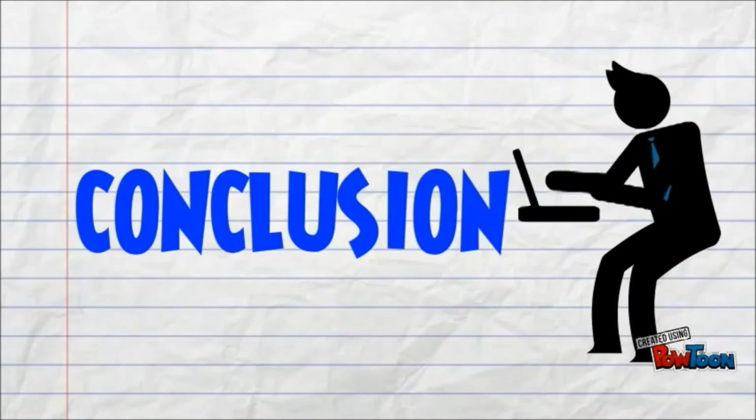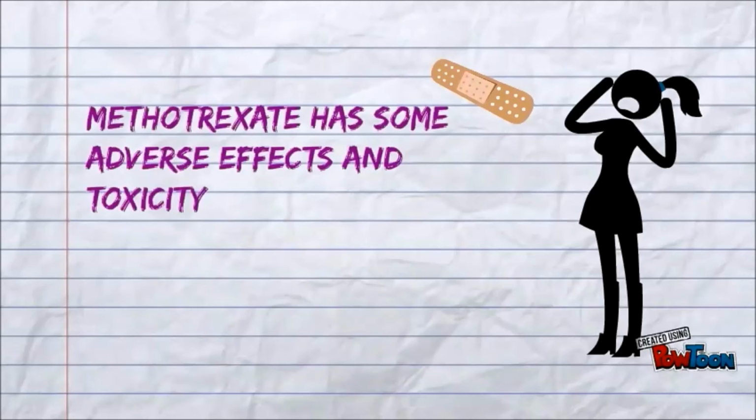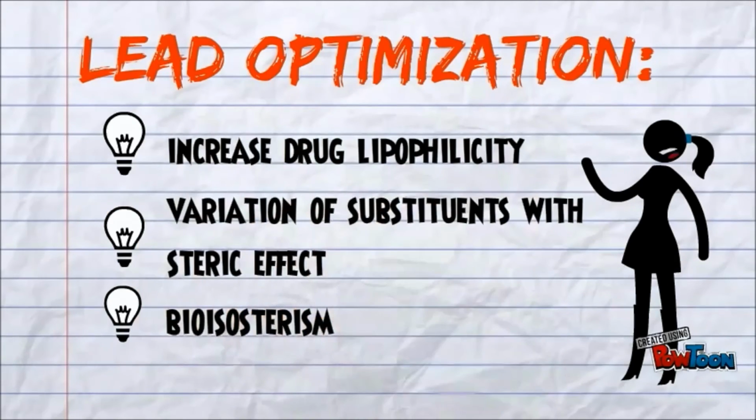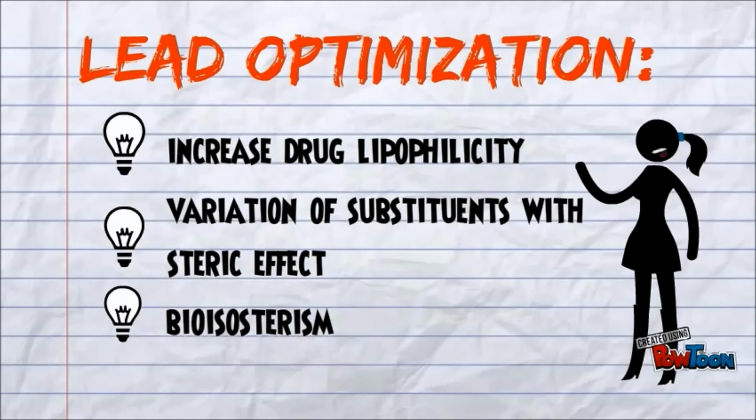Conclusion: Methotrexate has some adverse effects and toxicity, where delayed drug clearance will lead to kidney failure. With optimization, increased drug lipophilicity, variation of substituents with steric effect, and bioisosterism lower its adverse effects.